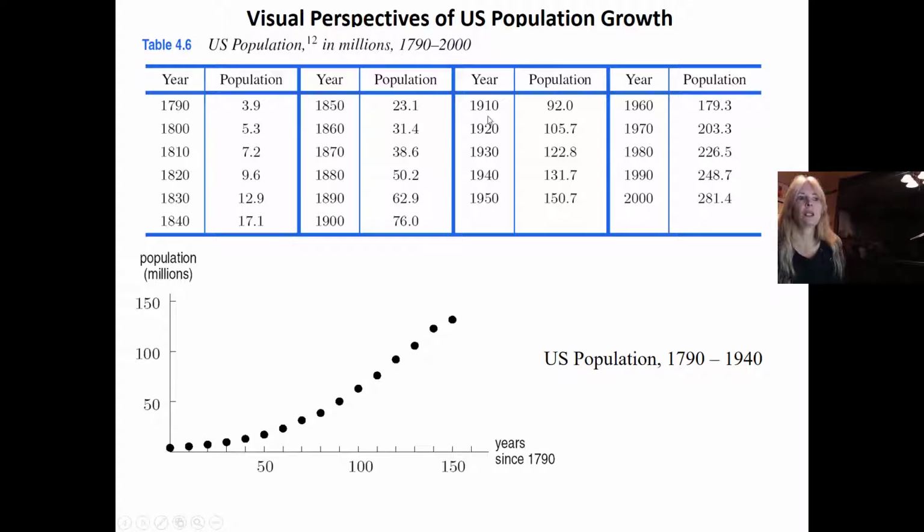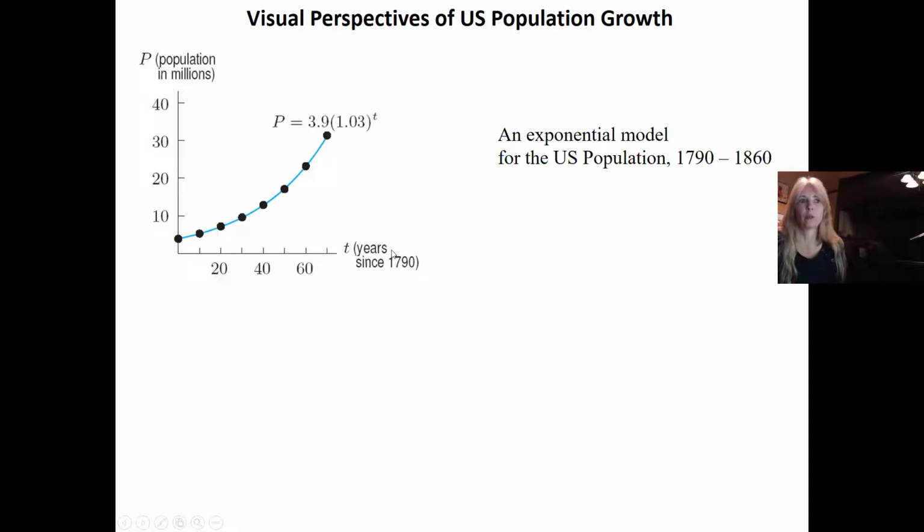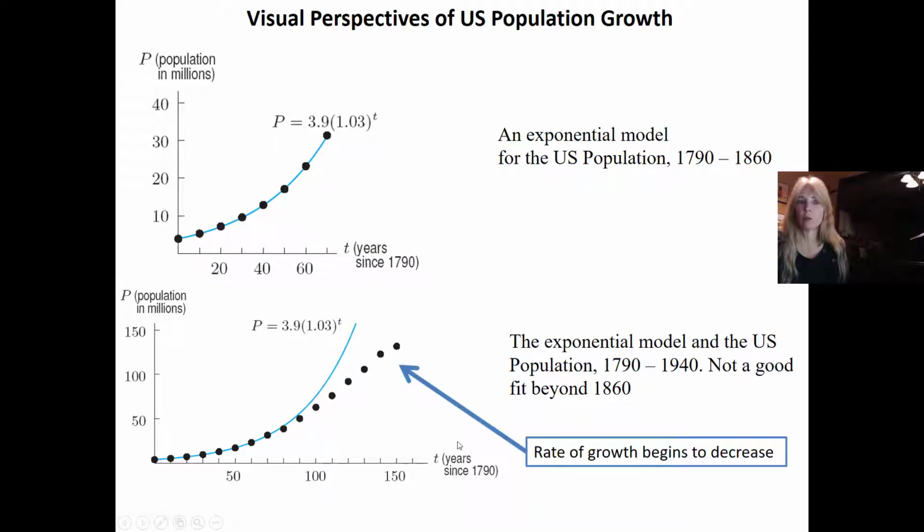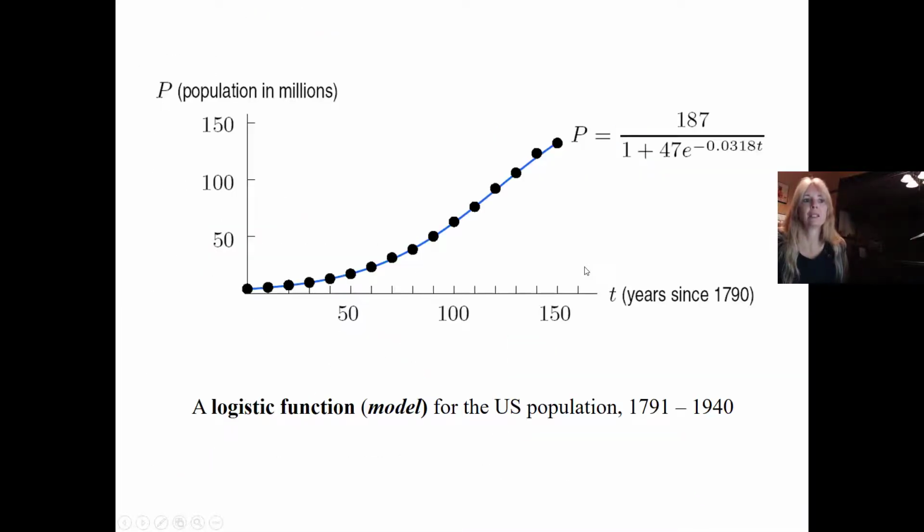As I continue to go further and further out, that exponential starts to turn and no longer looks exponential, because it has exponential growth right away and then it starts to slow down. The rate of growth begins to decrease. And this is our logistic function.